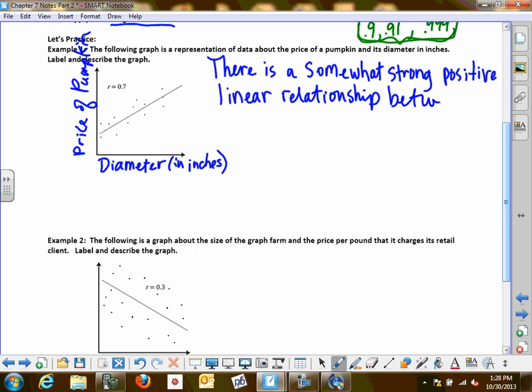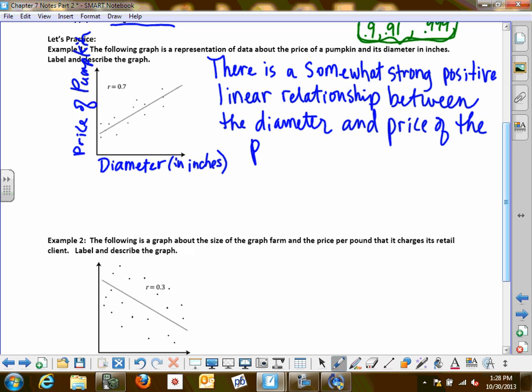between the diameter and price of the pumpkin. Okay, very good.